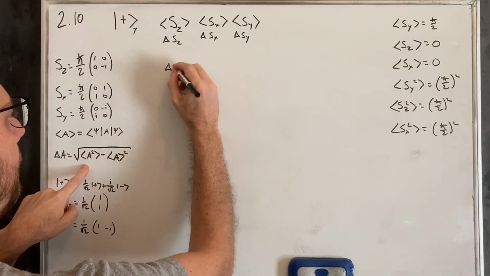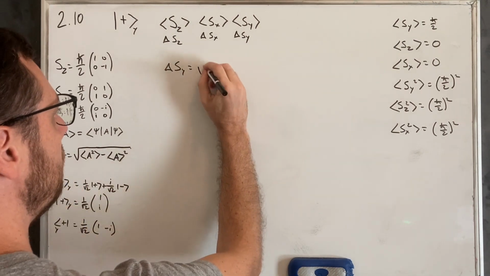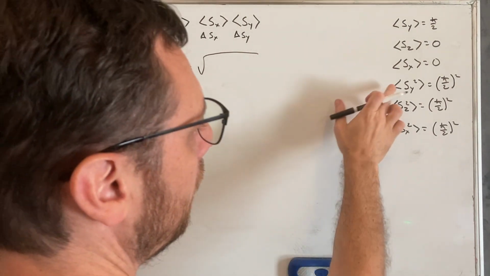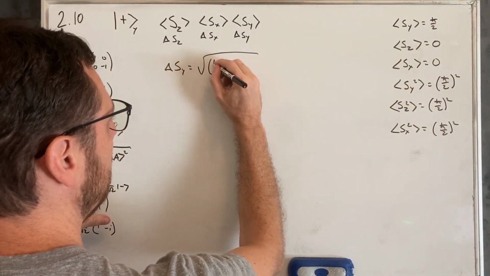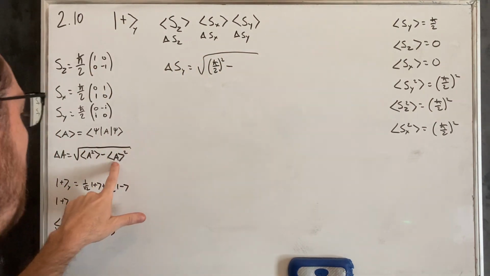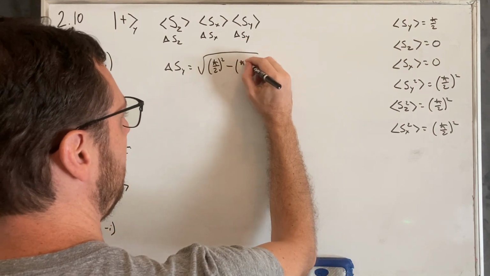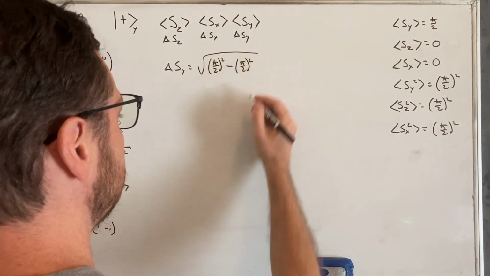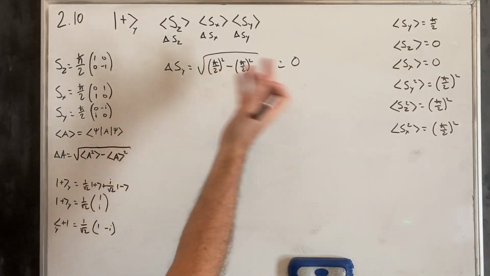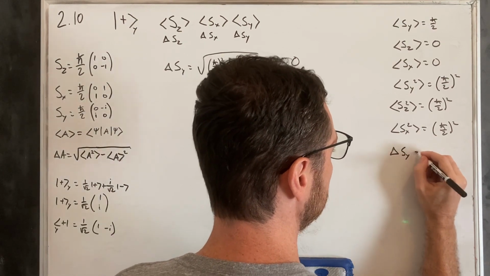So let's do the uncertainty for Sy. That's going to be the square root of our Sy squared, which is (ħ/2) squared, minus our expectation value squared, which is, again, (ħ/2) squared. We can see that this is going to be 0. This minus this is 0, square root is 0. So our delta Sy is equal to 0.